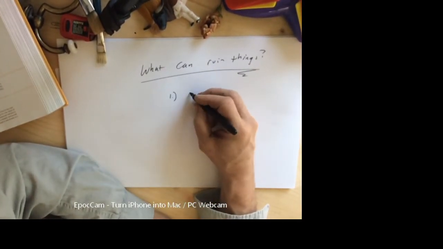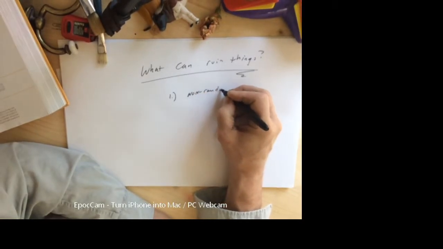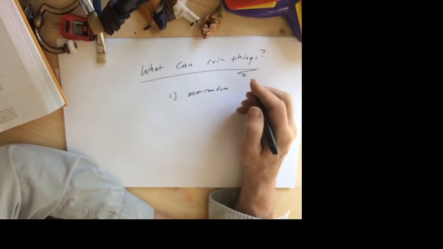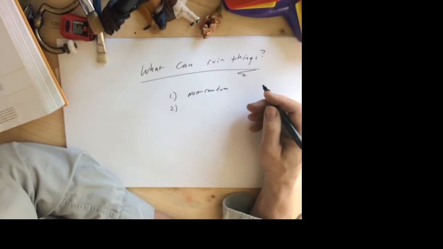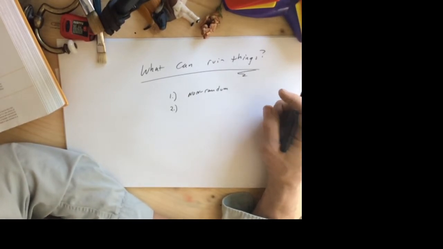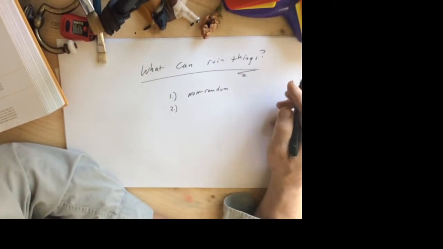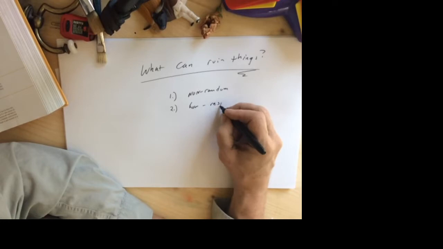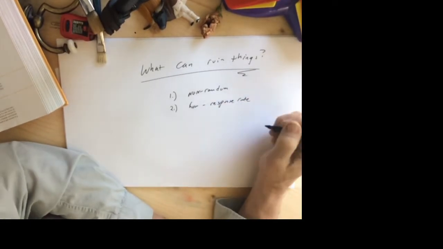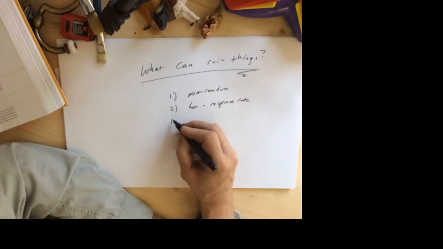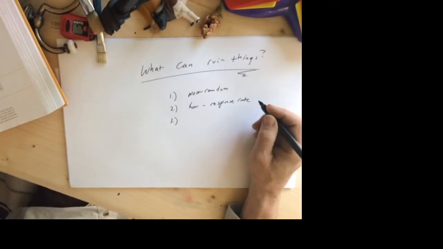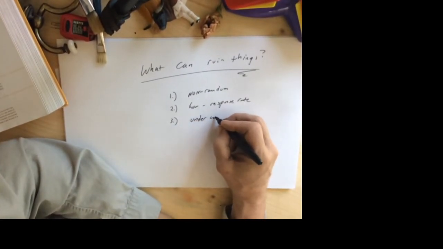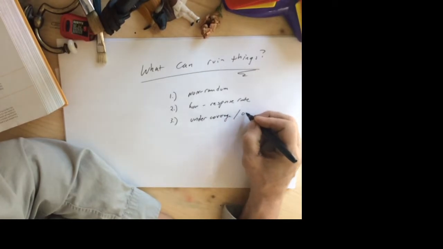Well, the first is non-random. If it's non-random, I'm probably not very interested in it as a mathematician. Second, we've talked about how poor response rates convert samples to voluntary. So I want low response rates. They're bad. Non-random, low response rate. Next, is it possible that we have under coverage or over coverage?